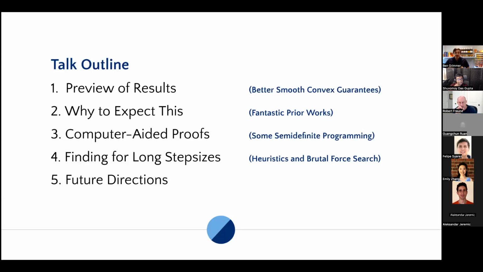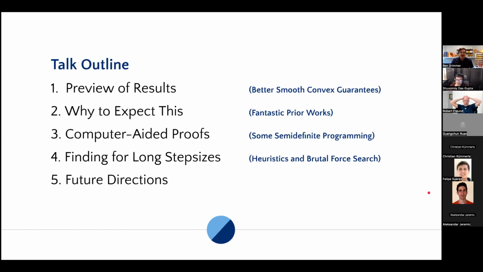To get into the proof machinery, it ends up being pretty thorny to give these better guarantees. So I needed to resort to some computer-aided proofs, a bunch of semi-definite programming. We'll get there. And then finally, the last step is to figure out what long steps we actually should take once we have our proof machinery built. That involved a bunch of heuristics and brute force searching. That's really where I think the improvements in the future will come, because what I ended up doing for the last leg of this work is a lot of heuristics. So there'll be plenty of future directions at the end, and I'm excited to see what comes next.